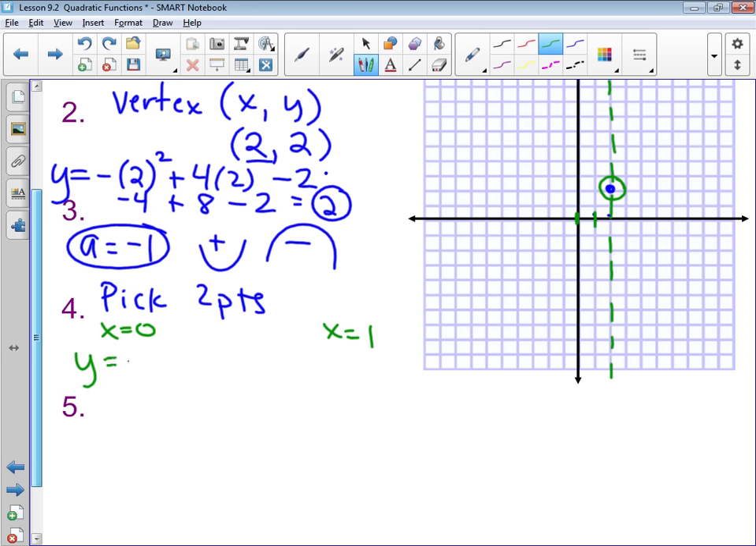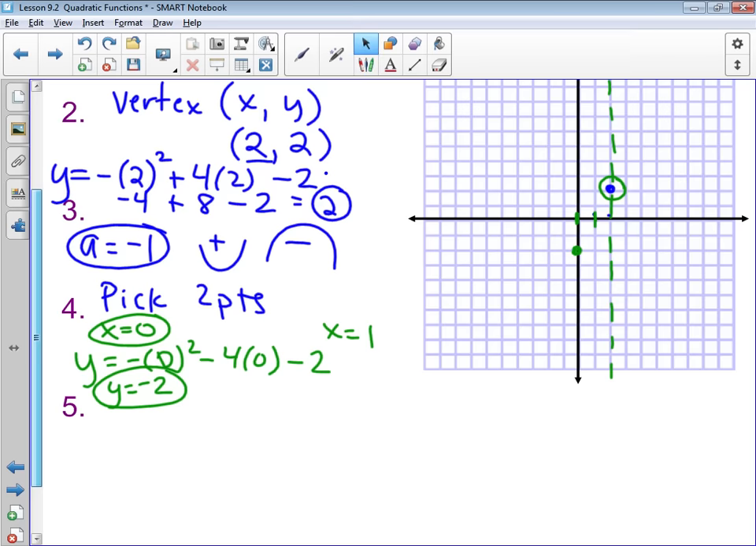Y equals negative x squared plus 4x minus 2. 0 squared is 0. 4 times 0 is 0. All that's left is negative 2. So one of my coordinates is 0, negative 2. So I go to 0 and go down negative 2.